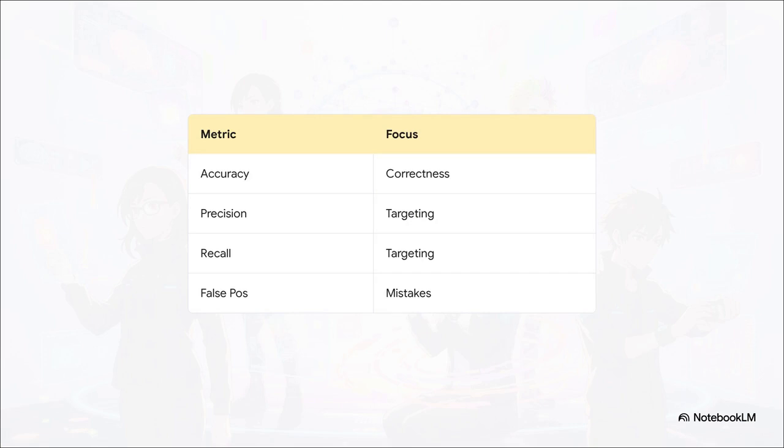Accuracy? Sure, that measures overall correctness. But for a spam detector, you also care deeply about precision, which basically means not crying wolf, and recall, which means not missing the wolf when it's actually standing right there. And most importantly, you have to measure false positives. A false positive is when the model incorrectly flags a perfectly real, legitimate email as spam.